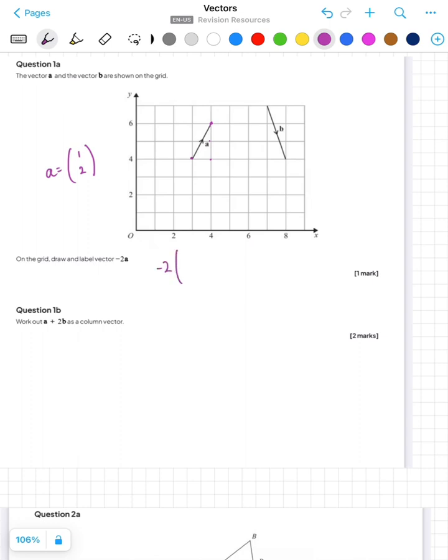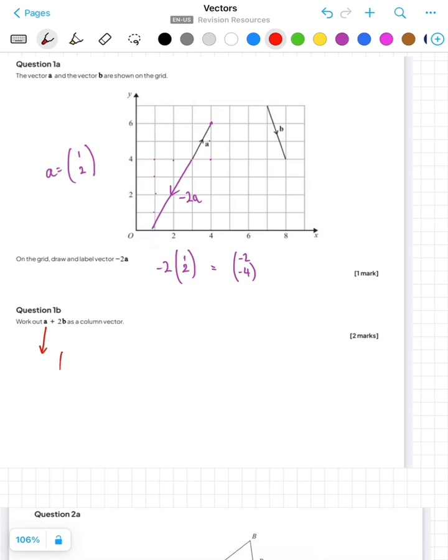We now want minus 2a. So we multiply by minus 2, giving us minus 2, minus 4. And we can start anywhere. We are going 1, 2 units left and 1, 2, 3, 4 units down. We're going in this direction, minus 2a.